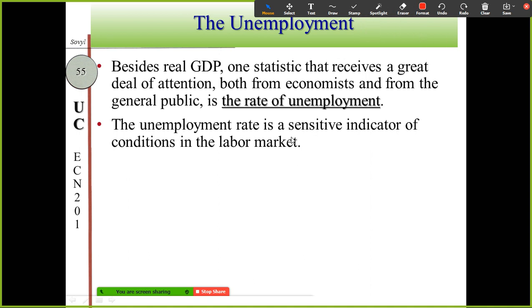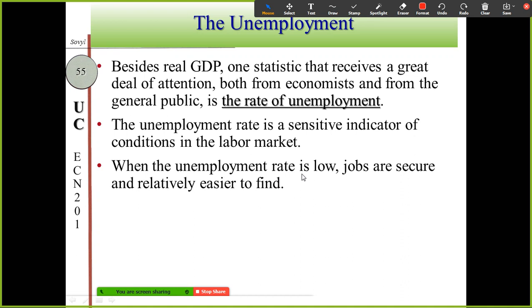The unemployment rate is a sensitive indicator of conditions in the labor market. So when we're talking about employment or unemployment, we refer to the labor market in that country. When we're talking about the labor market, we have labor supply and labor demand. When labor supply and labor demand cross each other, you get an equilibrium market. When you get equilibrium, normally you get a wage and a number of labor supplied or labor demanded. Okay, so this is about the labor market.